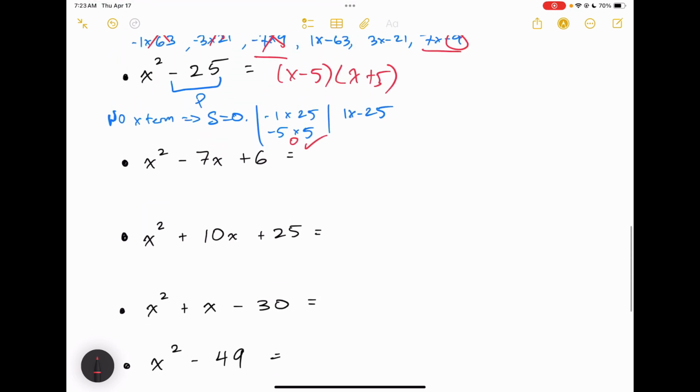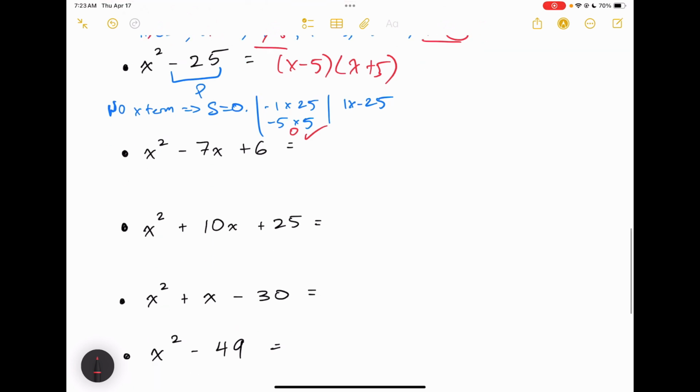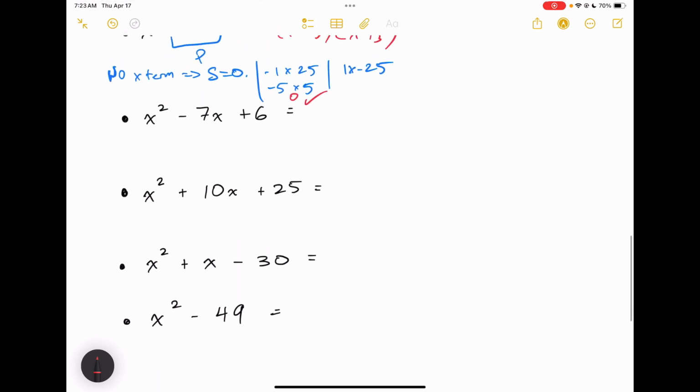Let's do one more together, and that's going to be x squared minus 7x plus 6. Here, s is negative 7, p is 6, p is positive, so now we're going to go back to what we did before. One set of positive factors and one set of negatives. 1 times 6 and 2 times 3. And then the negatives, negative 1 times negative 6, and negative 2 times negative 3.